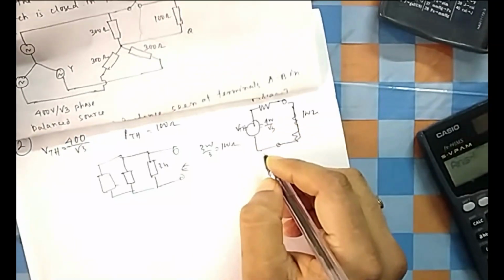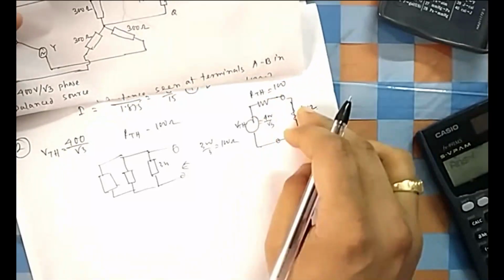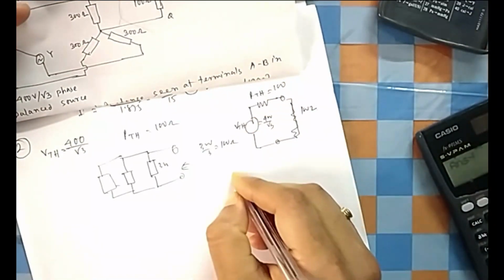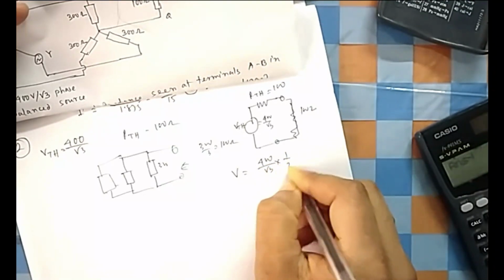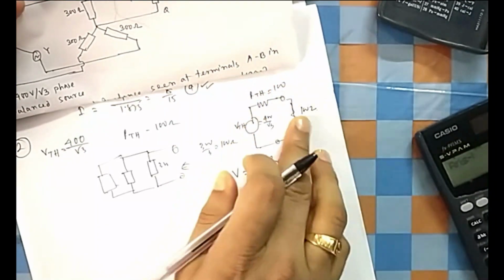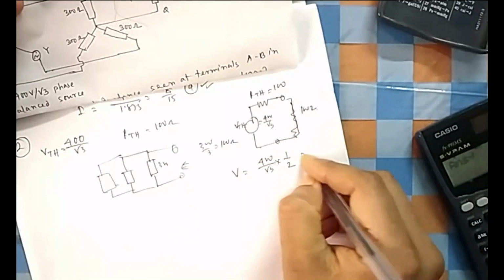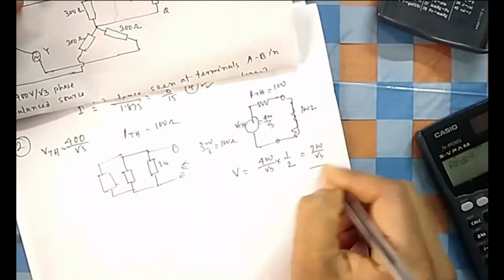So what did they ask you? Find the voltage across 100. What is the voltage? Both are 100, so voltage will be equally divided. So the required answer is voltage will be 400 by root 3, half. Okay, voltage division. Both are the same resistance, so voltage will be half, divided by 2, 200 by root 3, whatever it comes.